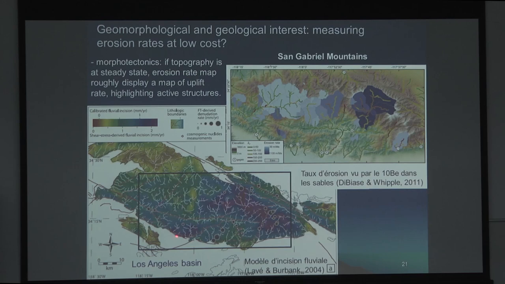And it gives you an idea of the active faults, in particular the active fault here. This one, for example, is the Cucamonga thrust fault. So we can presume that this thrust fault is much more active than, for example, this thrust fault, which is bounding a place where erosion rate and probably uplift rate are lower. So if the notion of steady state topography works, and I'm not sure it is the case here, having a good documentation of the erosion rate gives us a window on the uplift rate of the upper crust and lets us document, for example, the activity of the fault.